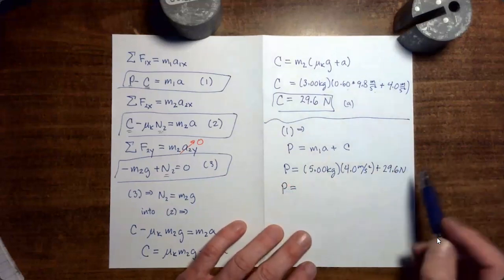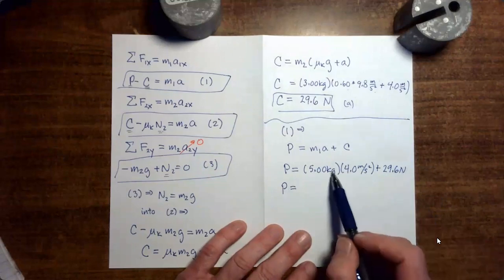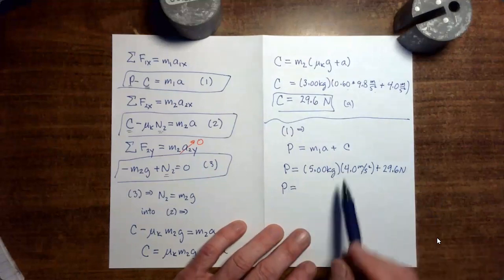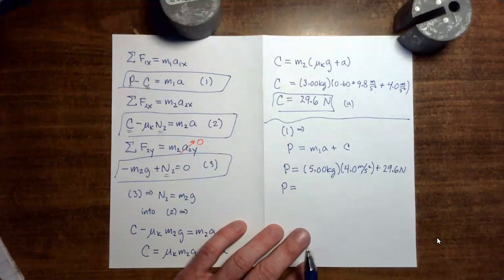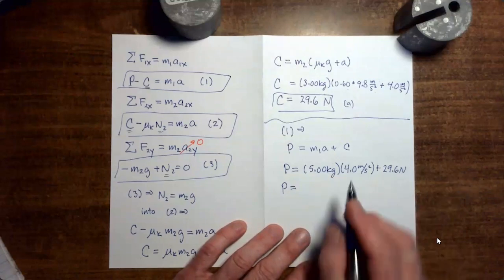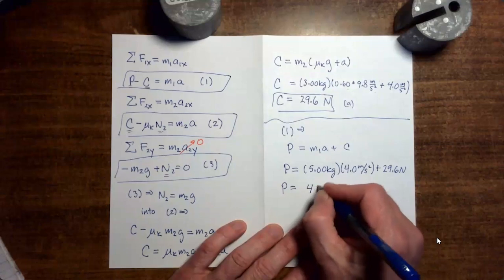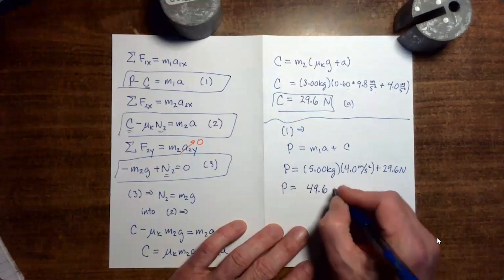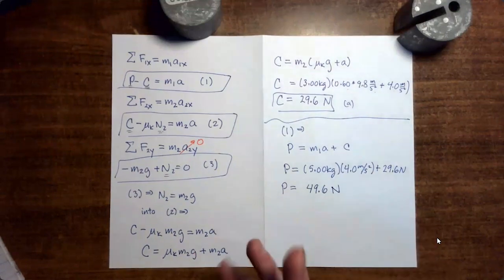We can do a quick unit check. This is newtons. Kilograms times meters per second squared, also newtons. So both terms have units of newtons. And if you put that in your calculator, you'll get 49.6 as the numerical value. And then the answer is in newtons. And now we have solved an example problem using both Newton's second law of motion and Newton's third law of motion.